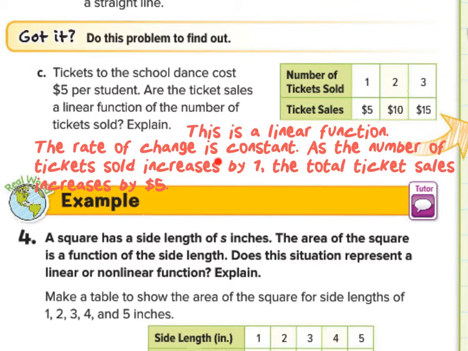The rate of change is constant. As the number of tickets sold increases by 1, the total ticket sales increases by $5.